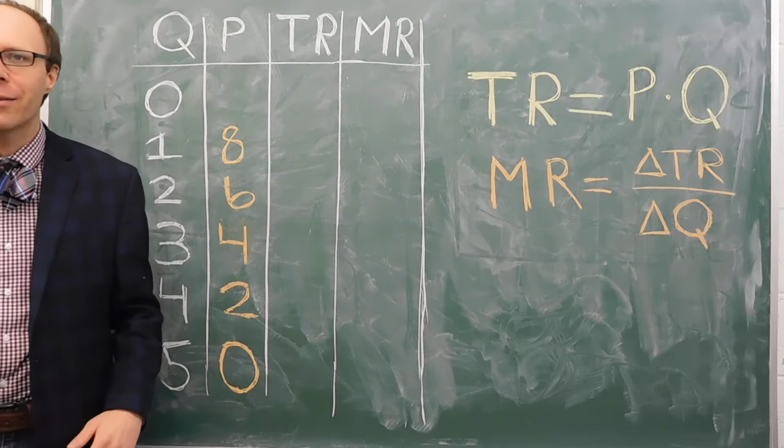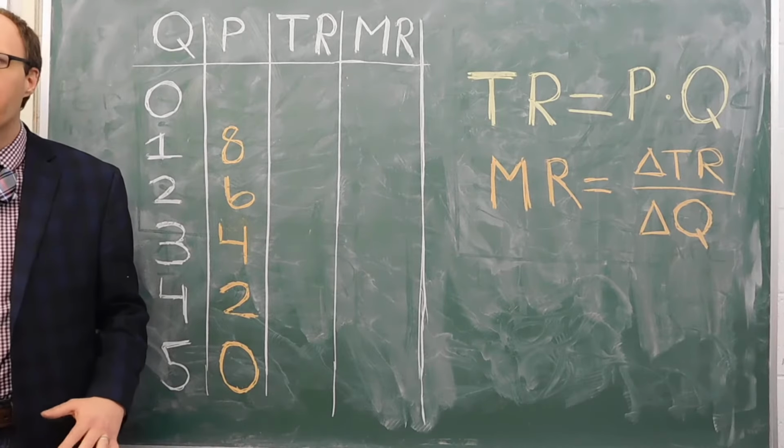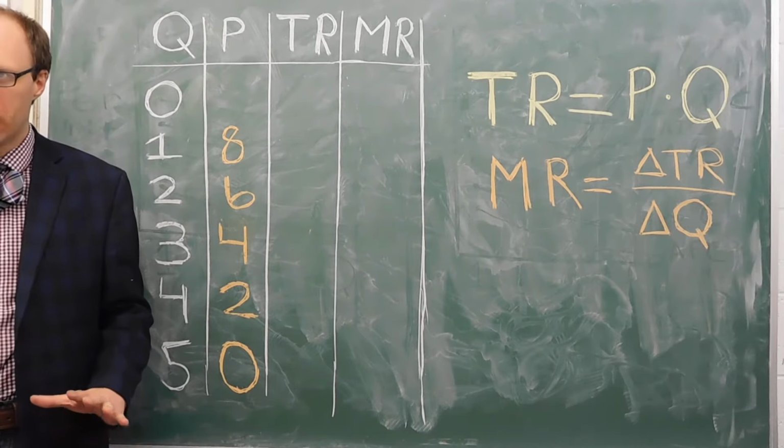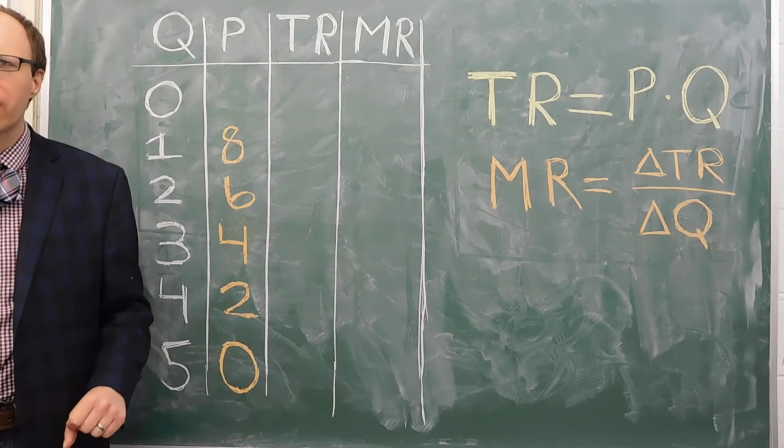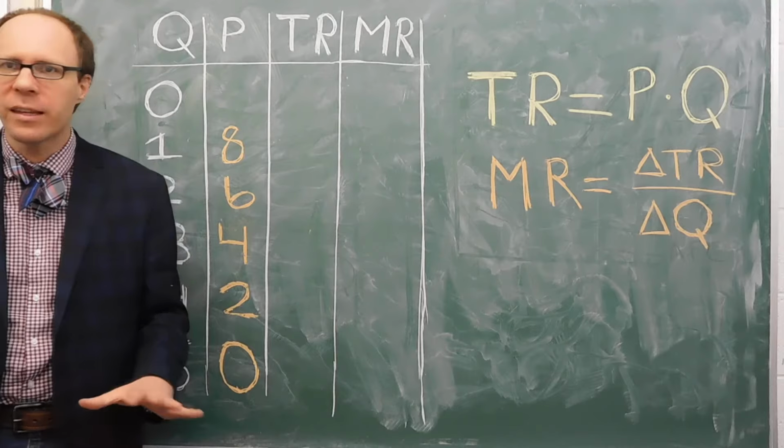What's going to make price searchers different from price takers? Well, when a price searcher increases the output of the good they're making, the price they're going to receive is going to decline. That has ramifications. Let's take a look at this.